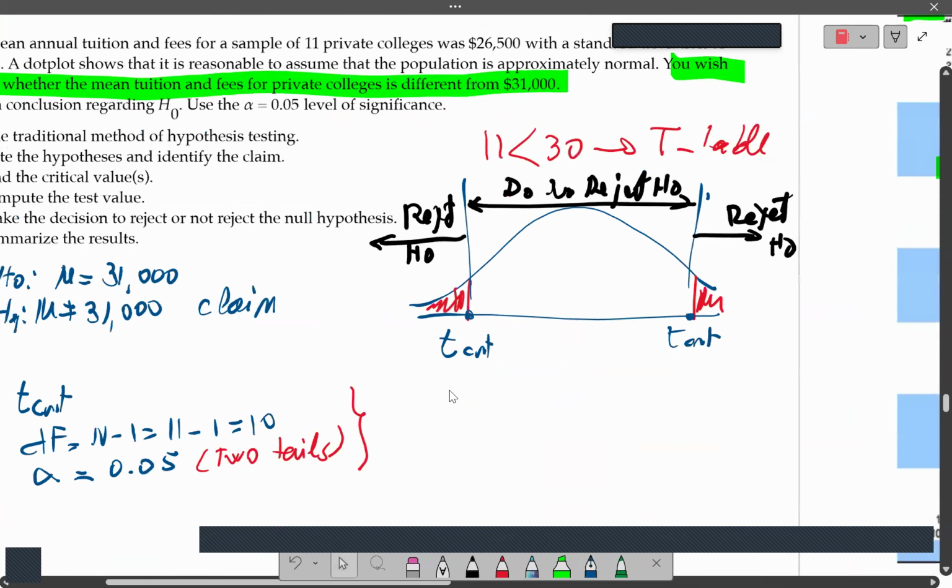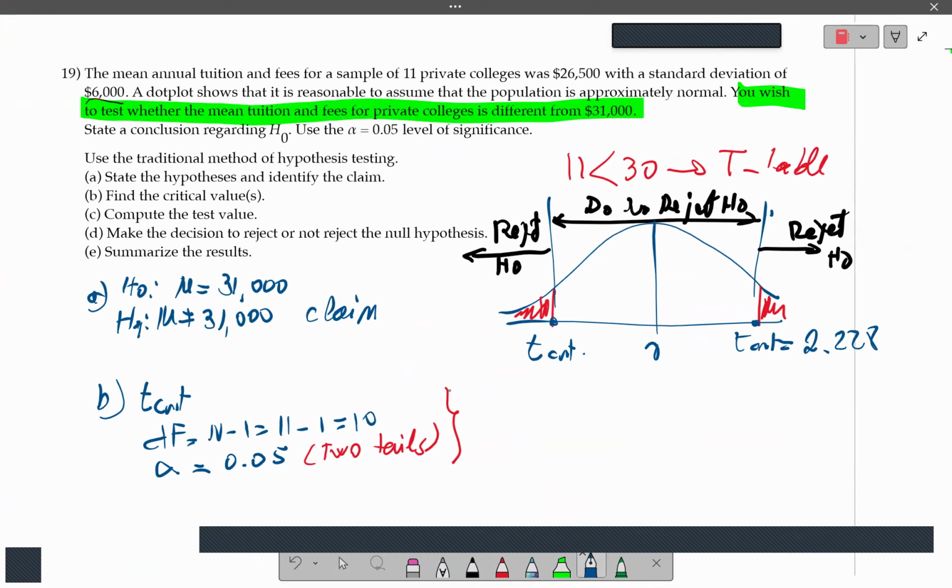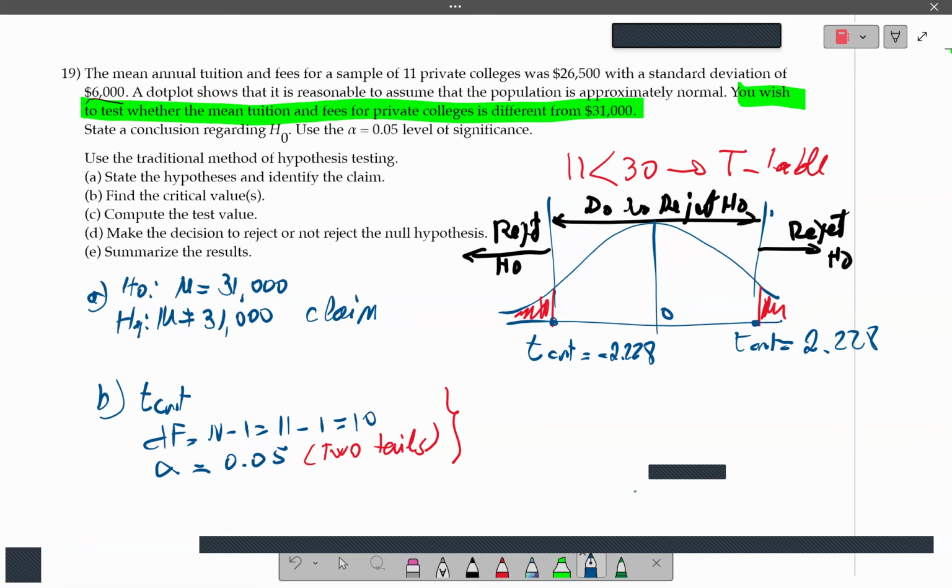So I go back to my chart. The zero is over here. The one on the right is going to be 2.228 positive, and the one on the left is going to be minus 2.228. All right, are you following me, guys? Yes, any question? No? Done with that, compute the test value, see?